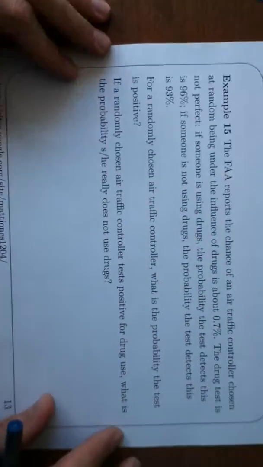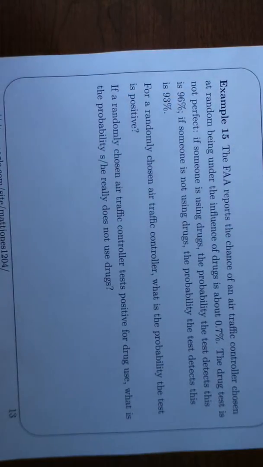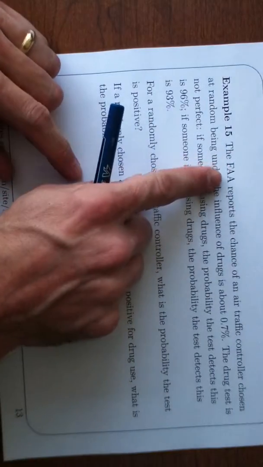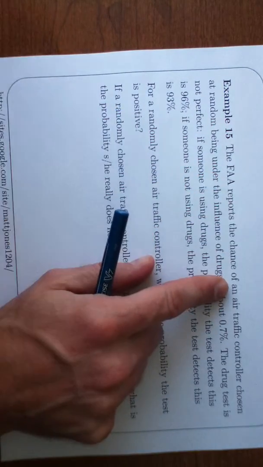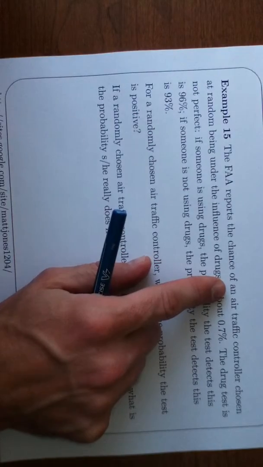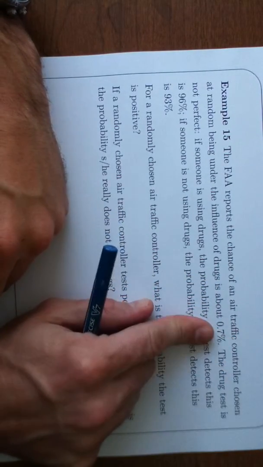Here's a really interesting and important application of probability. The FAA reports the chance of an air traffic controller chosen at random being under the influence of drugs is about 0.7%. Okay, it's less than 1%.